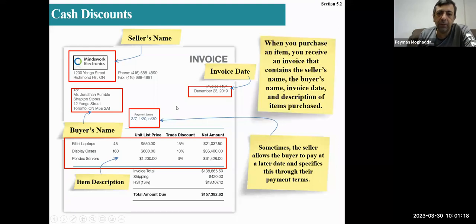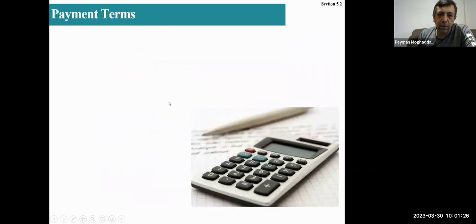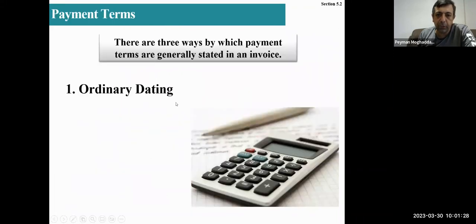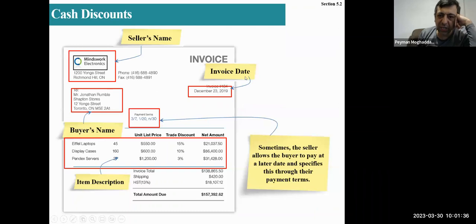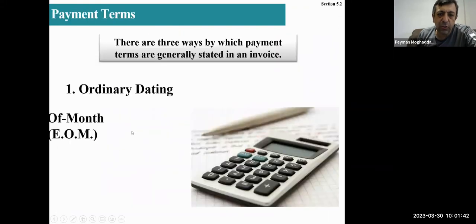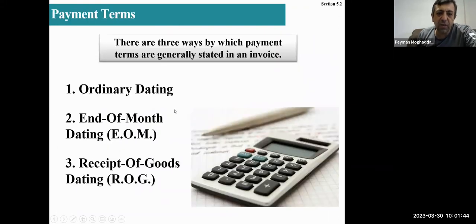All right, so yeah, so basically that's the invoice, a typical invoice. Okay, so the date in the invoice can be, basically, what we call ordinary date. Ordinary date means that from the invoice date you calculate, you do all this calculation. Okay, that's ordinary date. Sometimes the seller gives the buyer the option of end of the month.